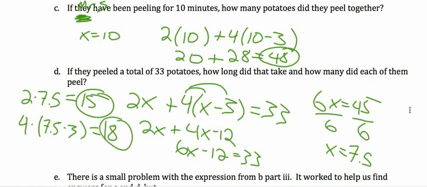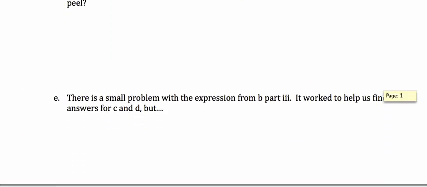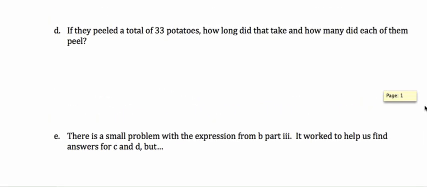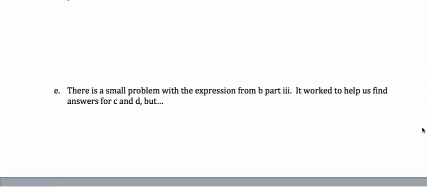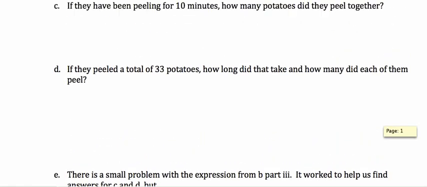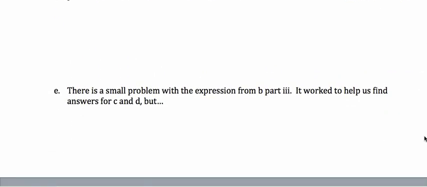Now, here's a really big important question that you often have to ask when you are combining expressions like this. Part 3 of B, the number that we have combined, that expression, it did help us find the answer for C, and it did help us find the answer for D. But there's a problem with that expression. That's something I want you to think about. What is the problem with that expression, and why do we have to be careful how that expression gets used? That's something for you to think about on your own. That's it for this one.